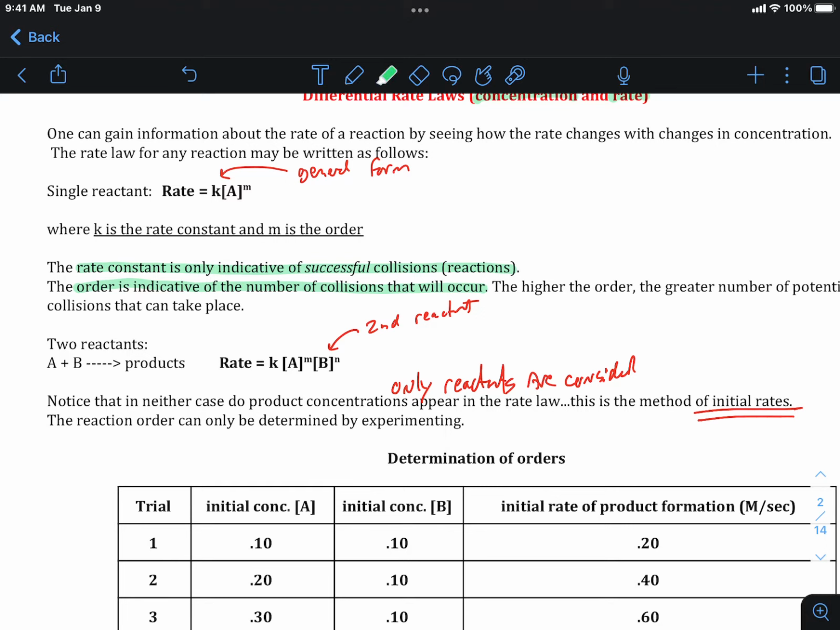Now, reaction order can only be determined by experimenting. It can't be predicted. So when I say reaction order, we're talking about m and n, right? These can only be determined by experimental trials.